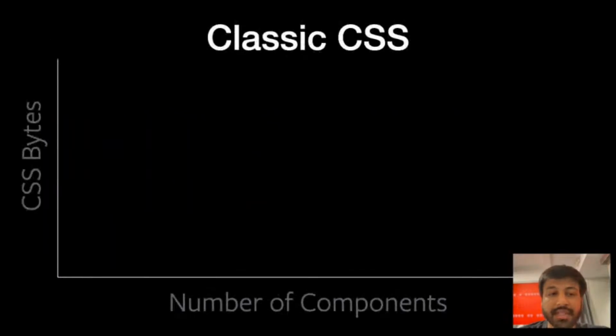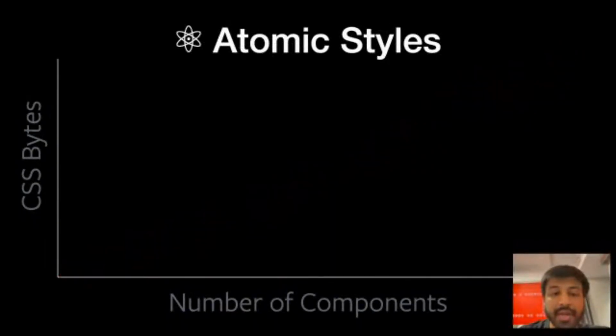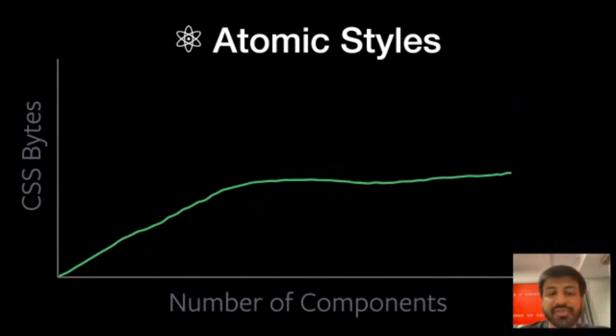When using classical CSS, the number of CSS bytes grows linearly with the number of components. When you're building large web apps, such as Facebook, the number of CSS bytes can go into megabytes or even tens of megabytes. But when you use atomic styles, after a certain number of components, the number of CSS bytes starts to plateau. This gives us a whole bunch of performance benefits.